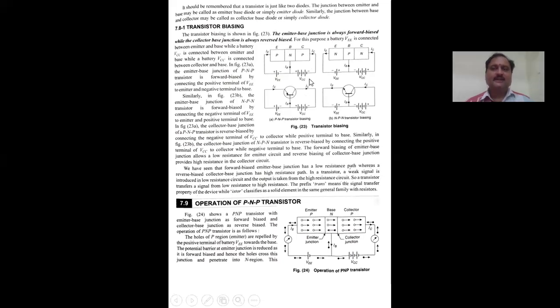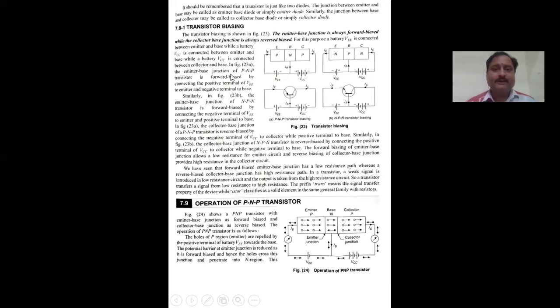That connection is called reverse bias connection. Then the base collector junction is reverse biased, for both PNP as well as NPN transistor. After this connection, for this purpose, a battery VEE is connected between emitter and base, while VCC is connected between collector and base.